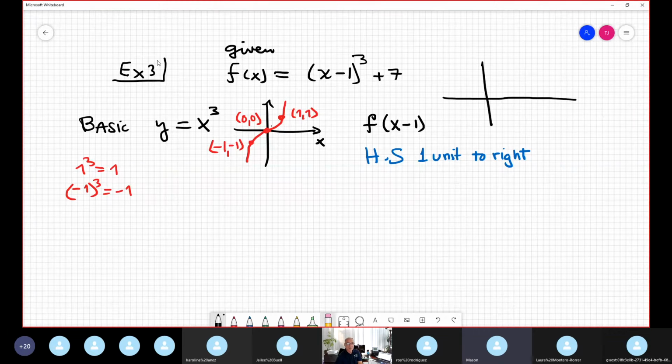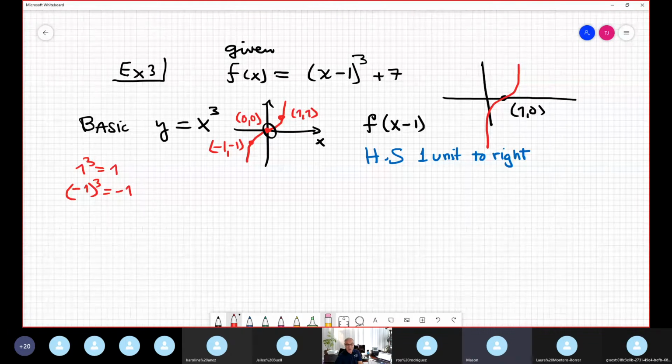Okay, that point is moving to the right 1 unit here. This point is transforming to 1, 0. It's important to understand that the y component stays the same, doesn't change, because the motion is horizontal. And horizontal only changes the x. Okay. So now my function looks like that. By the way, just curiosity.